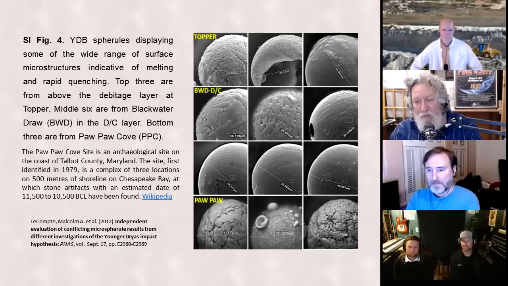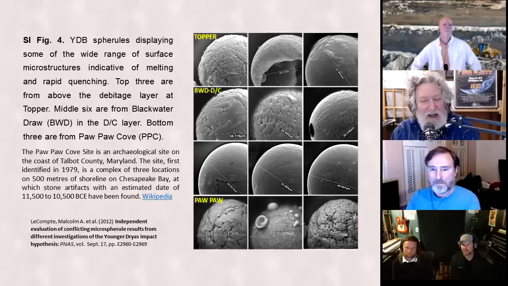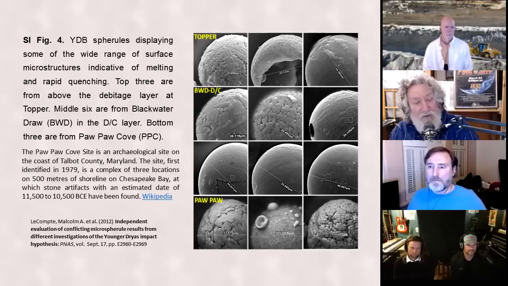Notice some of these weird surface features that you see. Like craters in the making almost on those. Yeah, frozen craters. Frozen secondary spherules on them or something. The material adhered to it. The Pawpaw Cove site is an archaeological site on the coast of Talbot County, Maryland. The site was first identified in 1979, a complex of three locations on 500 meters of shoreline of Chesapeake Bay, at which stone artifacts with an estimated date of 11,500 to 10,500 before Common Era have been found. So, in other words, you've got to add a couple of thousand years to the BCE. That's from Wikipedia.